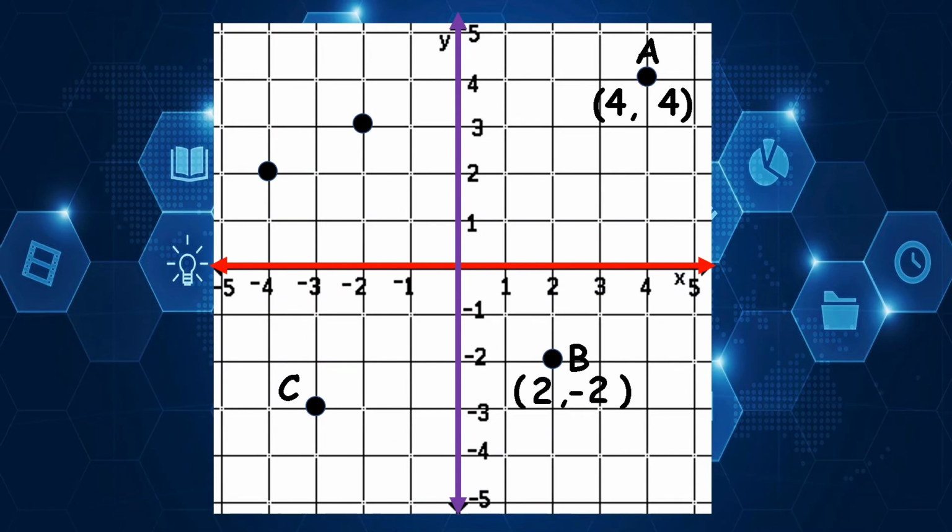Let's proceed to our last example. What would be the coordinate of point C? What do you think? I will give you 10 seconds. 10, 9, 8, 7, 6, 5, 4, 3, 2, 1. The coordinate of point C is -3 and -3.